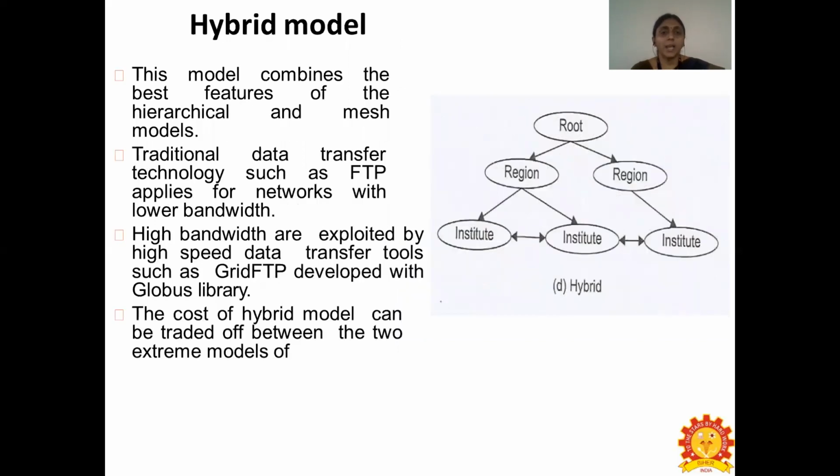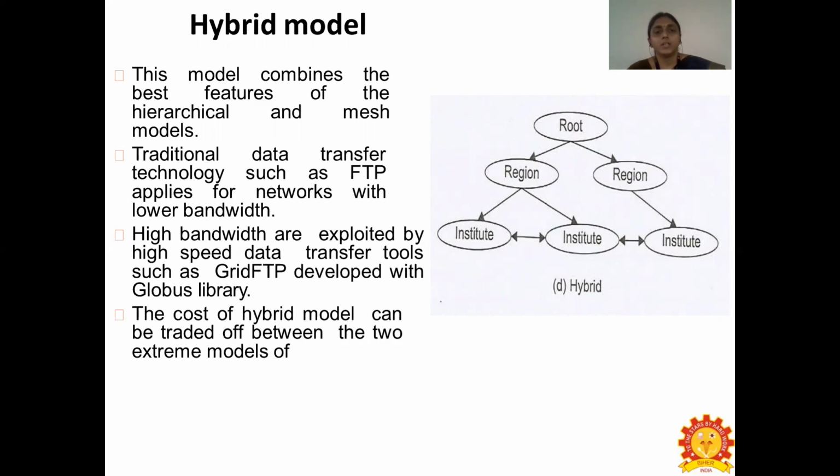And here is the hybrid model. This model combines the best features of the hierarchical and mesh models. We can also combine the other models in the hybrid model. So monadic model and hierarchical model together, or monadic model and mesh model together, or monadic, hierarchical and mesh models all together form a hybrid model. So two or more forms, when combined, form the hybrid model.